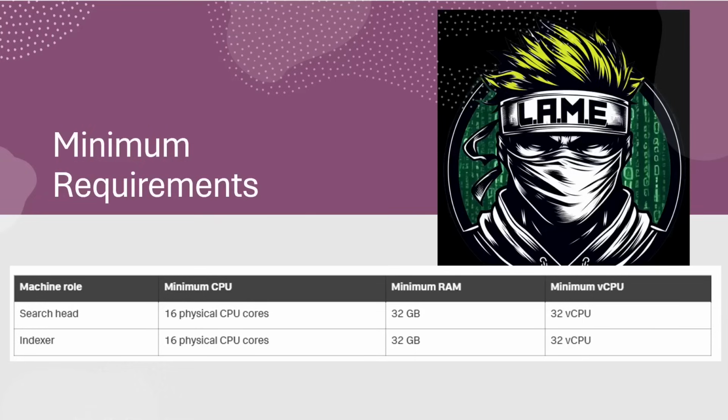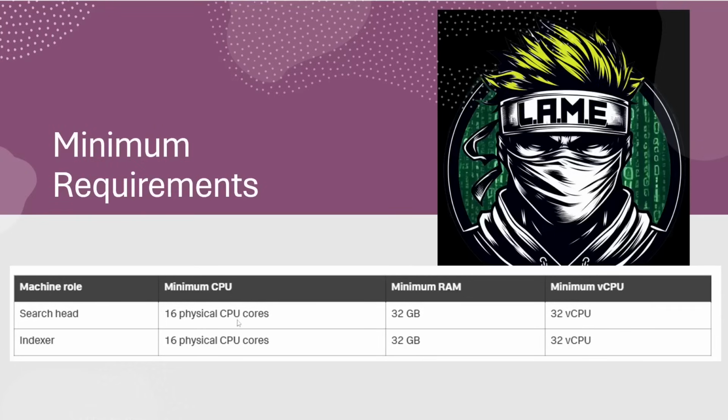Well, for a search head, you need a minimum CPU of 16 physical CPU cores and a minimum of 32 gigabytes of RAM. If you're using a virtualized CPU, vCPUs, it recommends a minimum of 32 vCPUs. If your machine is going to be in the role of an indexer, the minimum CPU is 16 physical CPU cores and 32 gigabytes of RAM. Additionally, if you're using vCPUs, virtualization, then you'll use 32 vCPU cores.